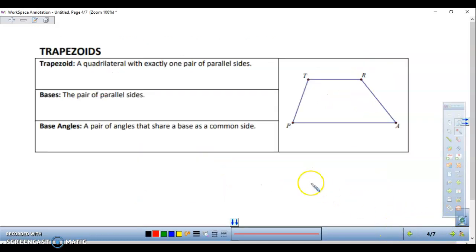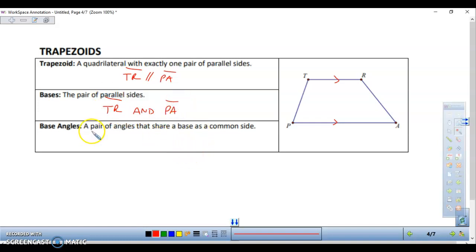All right, next is a trapezoid. So a trapezoid is a quadrilateral with exactly one pair of parallel sides. So we'd say like TR is parallel to PA. Those two sides are called bases. The bases are the parallel sides. So segment TR and segment PA.